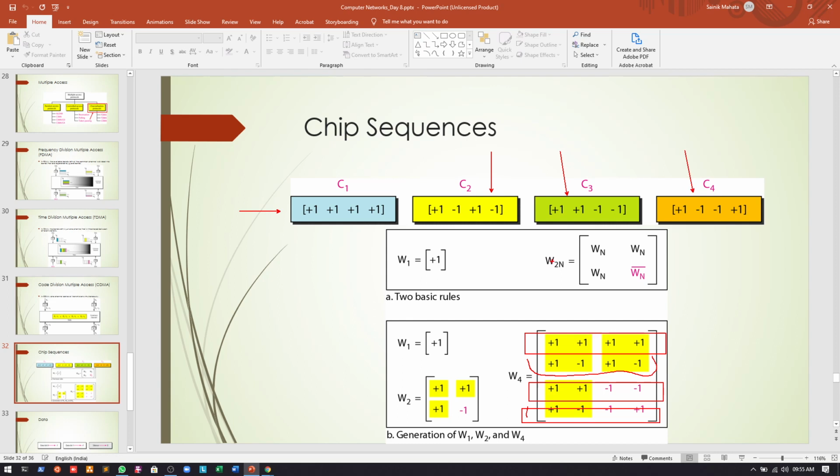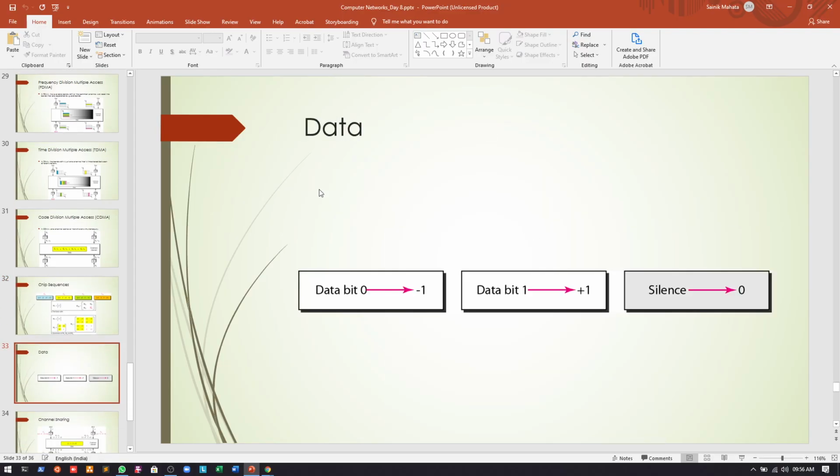Okay. So now since we have got the codes, let us understand how the scheme actually works. If I have data, the data is represented using this scheme. If the data is a 0, it will be a -1. If the data is a 1, it will be a +1. And if the station is not sending any data, it will be the silent state. So the silent state actually will be a 0.